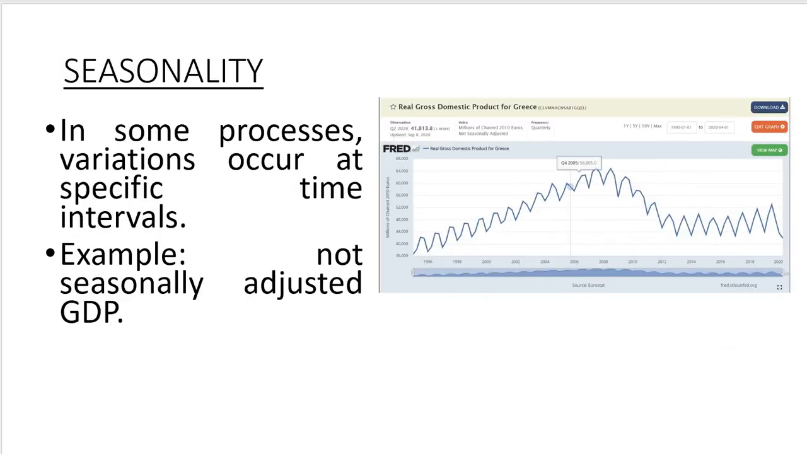And another reason is seasonality. You remember I told you during the previous lecture why it is always a good idea to use seasonally adjusted data for your analysis, and this is the reason. Sometimes variation occurs at some specific time intervals. So here we have quarterly GDP, and there is something known as the Christmas rally, and this is due to the fact that quarterly GDP is always the highest during the fourth quarter.